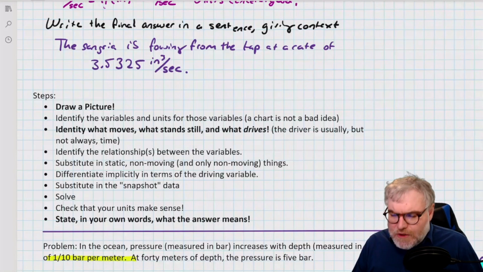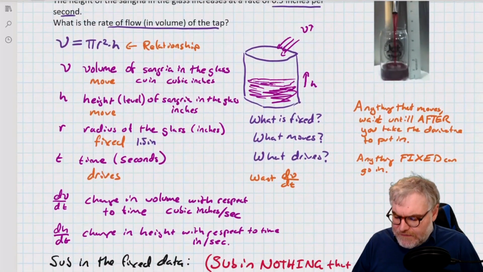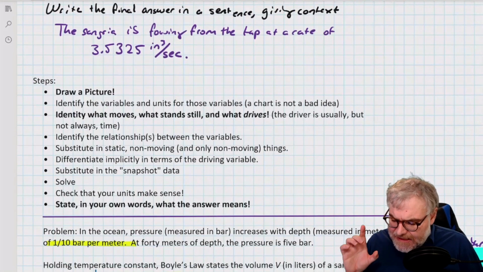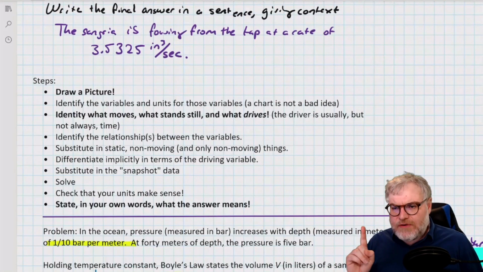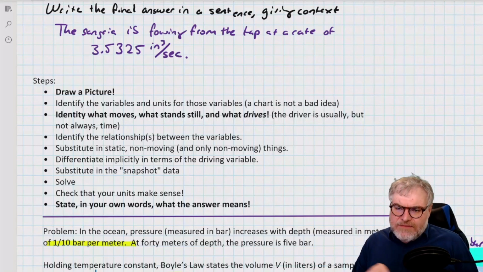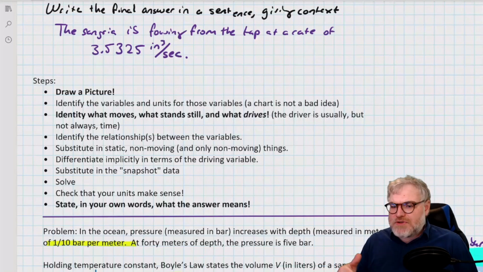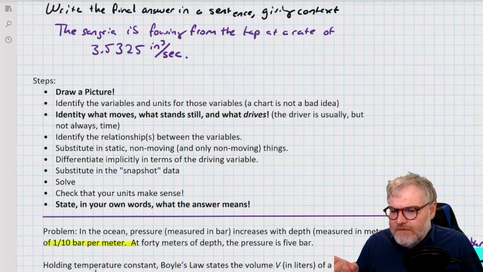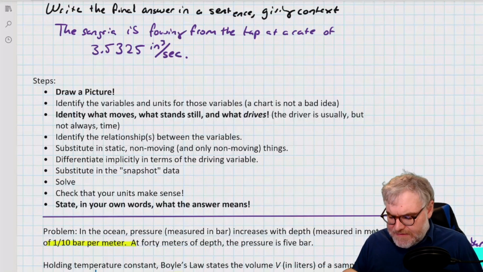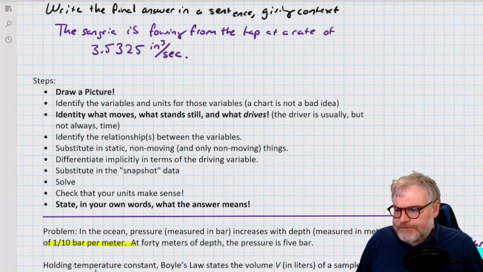I want to identify some relationship between the variables. Here, my relationship was the volume of the cylinder. I substituted in all the static, non-moving, and only non-moving things. So that will make my math easier, but that goes in first. Then I differentiate implicitly in terms of the driving variable. I substitute any of my snapshot or pause data, then I solve, I check that my units make sense, and then I state in my own words what the answer means. Okay, so that's sort of the method for solving these problems.